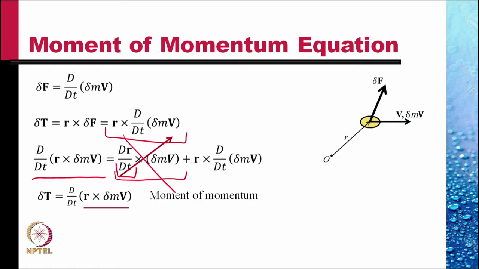This is the moment of momentum. R cross delta mv is the moment of momentum. We integrate this and we say the total torque acting on a body is the time rate of change of the moment of momentum. This is the moment of momentum equation for a particle.